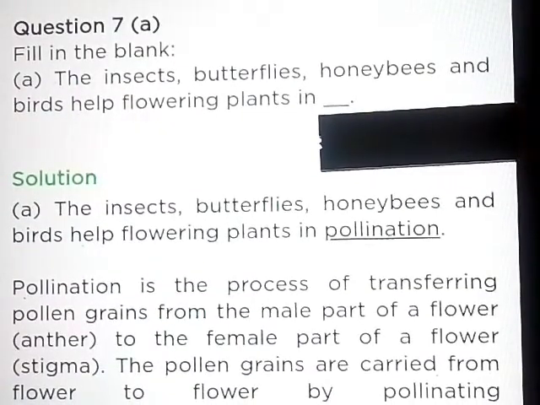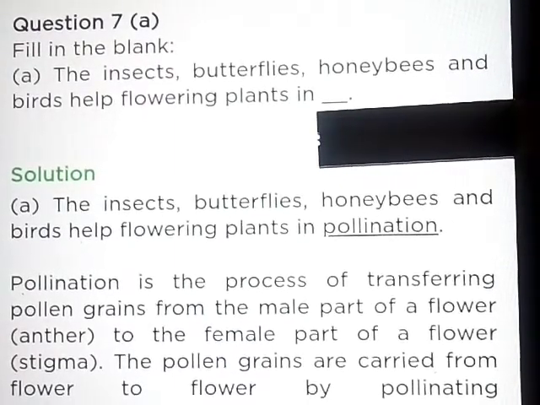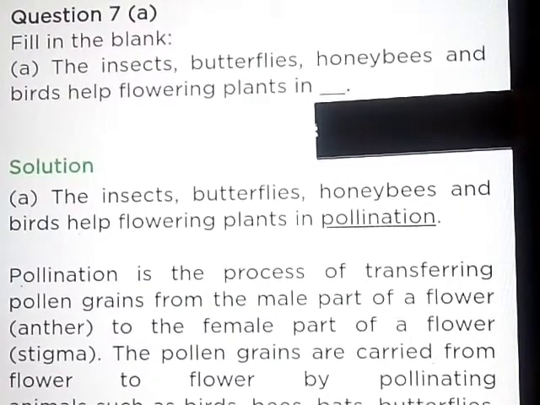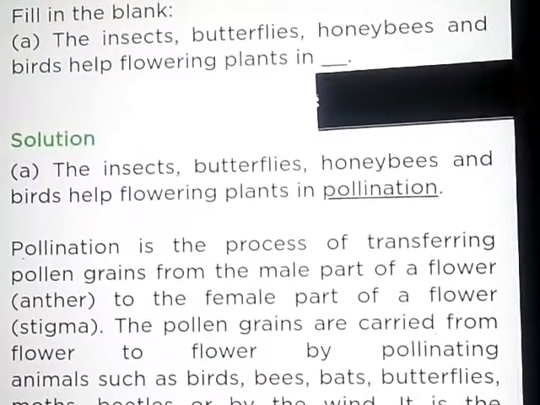Question number 7, Part A. Fill in the blank. The insects, butterflies, honeybees and birds help flowers in dash. Pollination. Pollination is the process of transferring pollen grains from the male part of a flower, the anther, to the female part of a flower, the stigma.